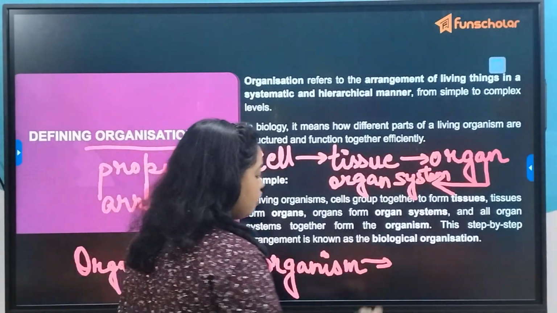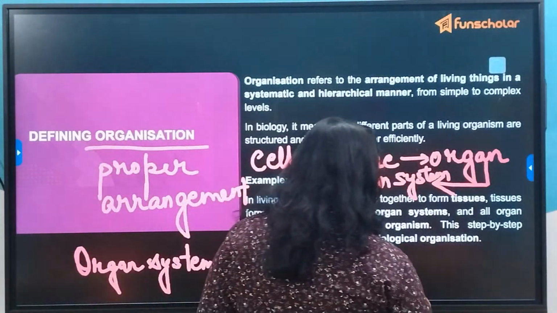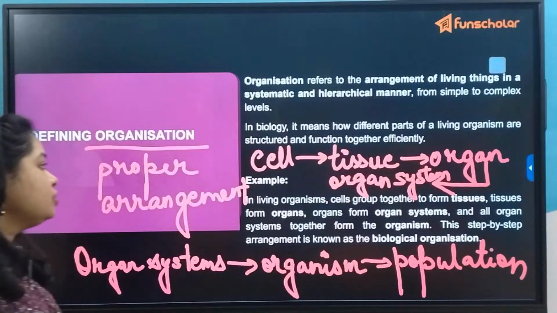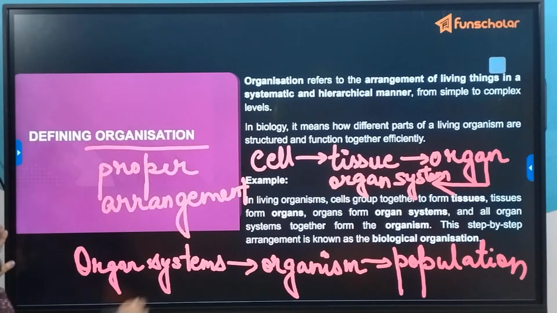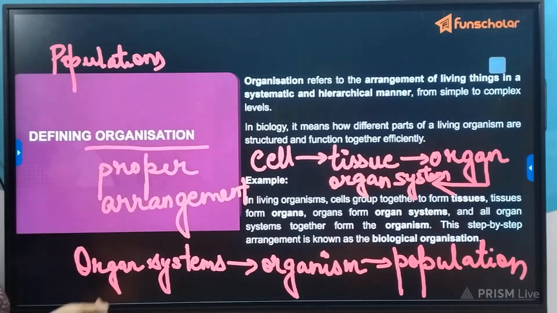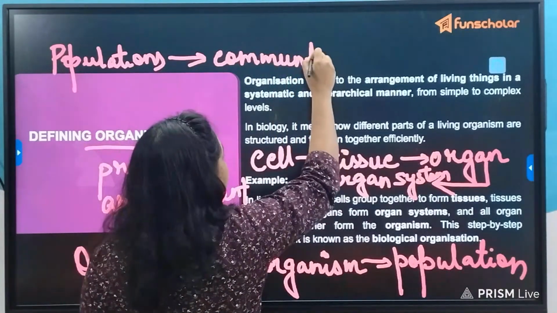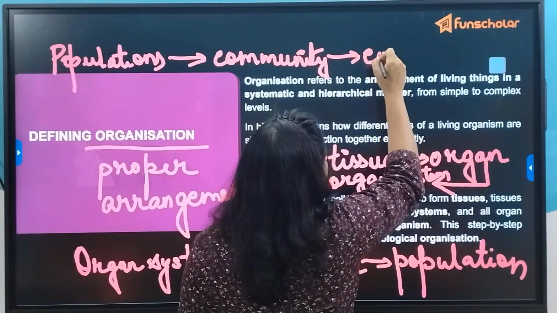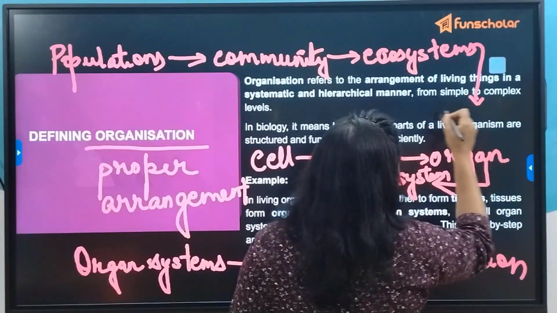So, beyond the organism level, when many organisms of the same type, of the same species, live together in an area, it is known as a population. Right? So, it started with a single cell, now it has gone to the level of population. And now, what after population? Many populations interacting with each other form a community. Then, many communities interacting with each other in an area form an ecosystem. And finally, all the ecosystems together form the biosphere.